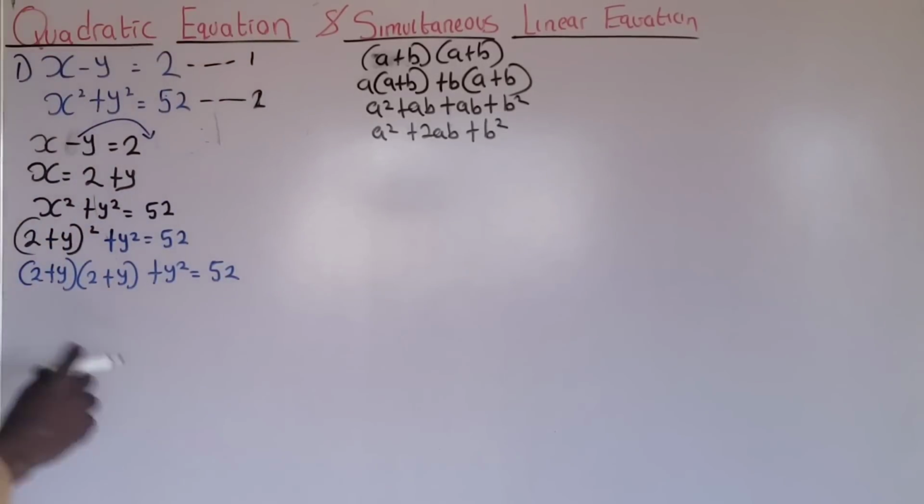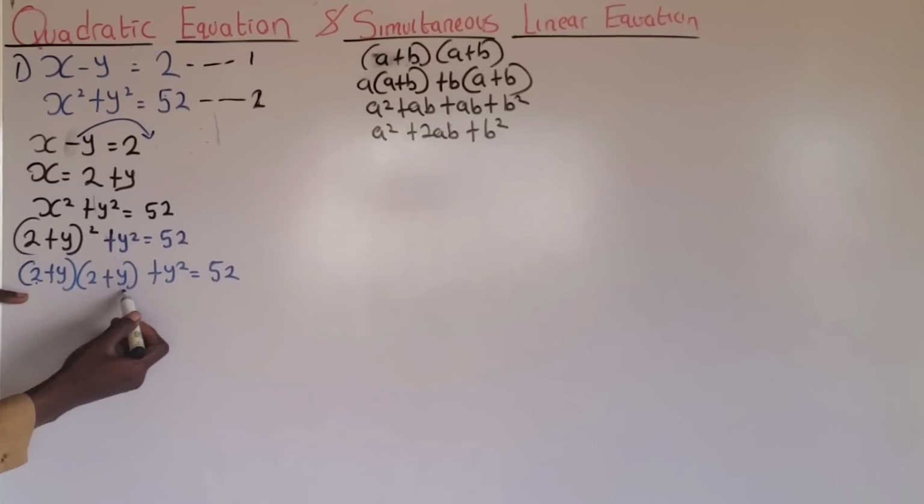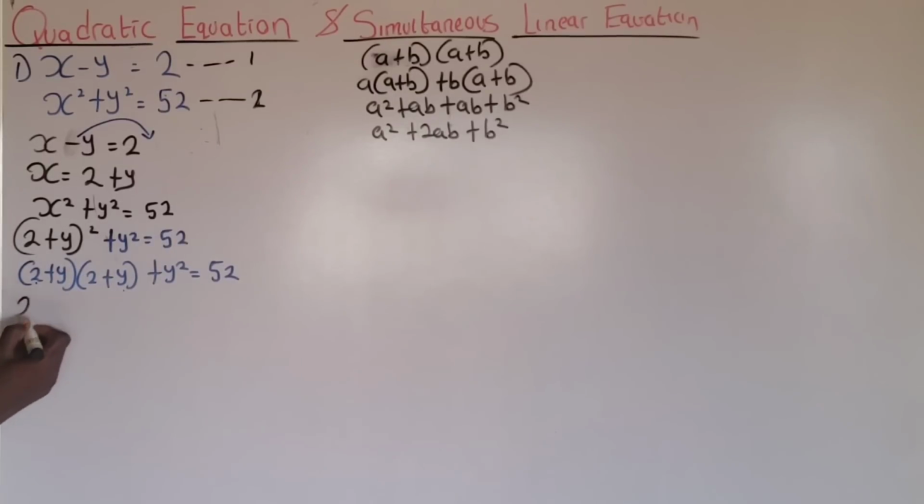We are still going to use the same approach here. So here I'm going to have 2. I'm going to use this 2 to multiply all the elements that I have in this second bracket. So I'm going to have 2 into (2 plus y).